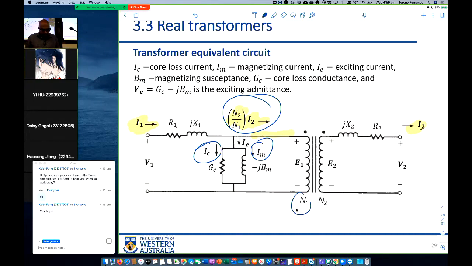N1 is the turns in the primary, N2 is the turns in the secondary, E1 is the induced voltage in the primary, E2 is the induced voltage in the secondary, V2 is the secondary terminal voltage, V1 is the primary terminal voltage. So we know what all the terms mean. We need to be clear on that.